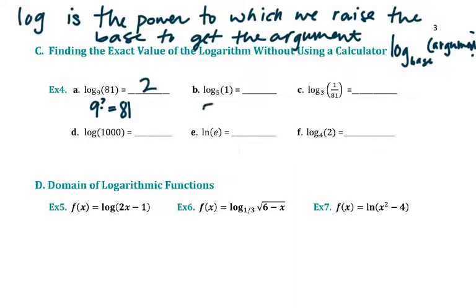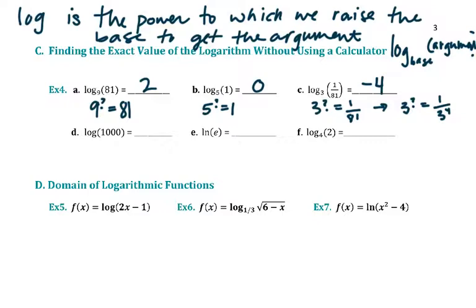So for B, 5 to what power equals 1? If you raise something to the 0th power, you always get 1. For C, 3 to what power equals 1 over 81? Well, you could think about that as 3 to what power equals 1 over 3 to the 4th, because 81 is 3 to the 4th. So in this case, we would get -4 as our answer, because of that reciprocal property of exponents.